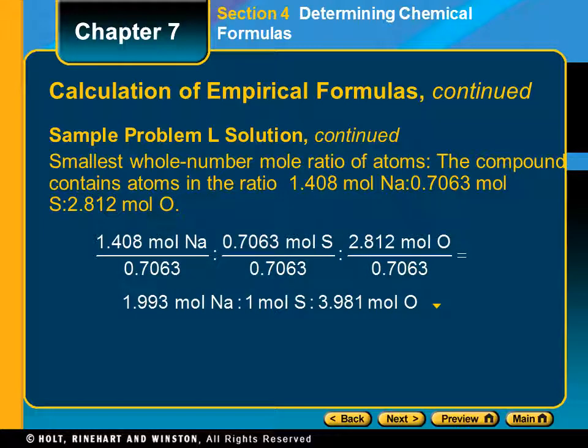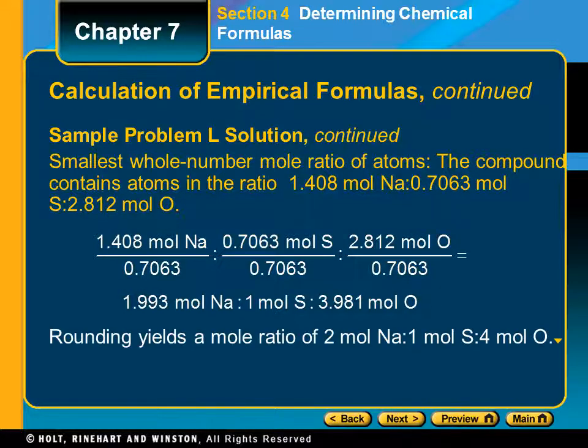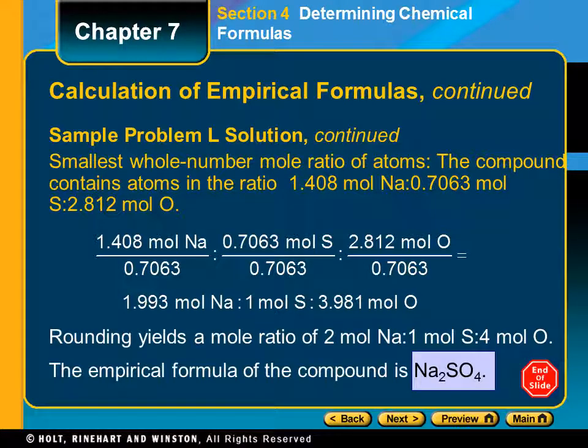Divide by the smallest one, which is the 0.7063, and you end up with 1.993 moles of sodium to 1 mole of sulfur to 3.981 moles of oxygen. You're going to round those to the nearest whole number. So you get 2 moles of sodium to 1 mole of sulfur to 4 moles of oxygen. Your empirical formula is Na2SO4.